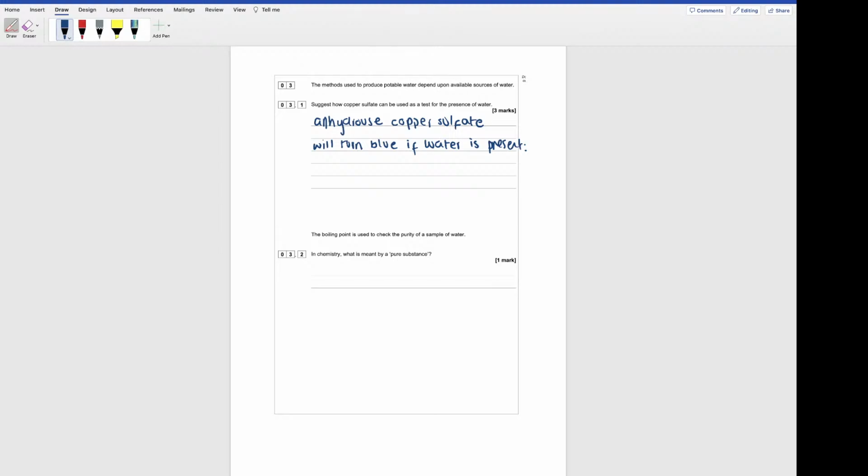In chemistry, what is meant by a pure substance? So in chemistry, it's slightly different to everyday life because you might see pure spring water, for example, advertised in shops in bottled water. But pure in chemistry means it's only one element or compound. Pure spring water in the shop might have lots of other substances in there. But we say in chemistry that pure means one element or compound. So it's only made of one element or one compound.